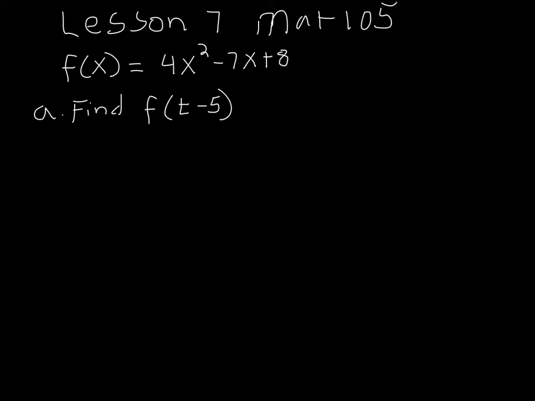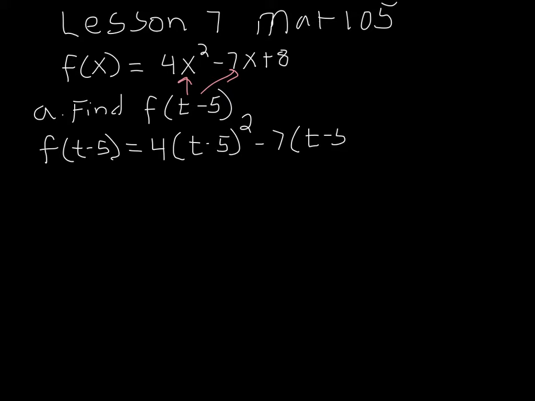So what we do here is we basically just replace wherever you see an x, we're going to put in a t minus 5. Okay, so what that looks like then is f of t minus 5 equals 4 times (t minus 5) all squared minus 7 times (t minus 5) plus 8. And what we do here is we simply simplify it. So you're just going to work through the steps and go ahead and work it out.